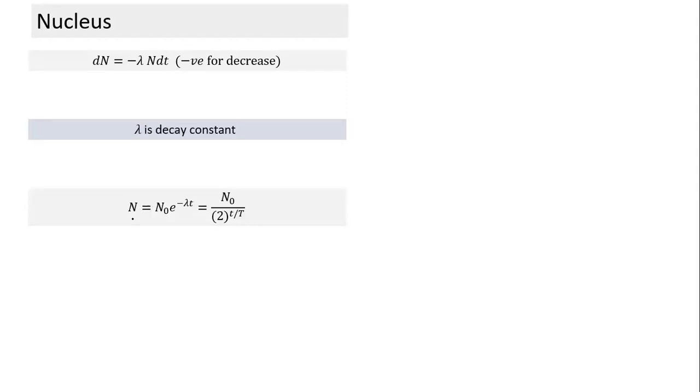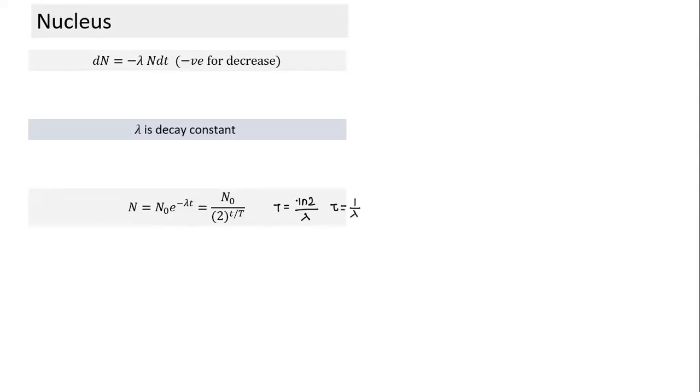From this, we can also find out more things. Half-life: when the number drops to N0 by 2, it becomes half the initial number. The time corresponding to when the decay is 50% of the initial number is the half-life. T comes equal to the natural log of 2, or ln 2, divided by lambda. And we also calculated mean life, which is equal to 1 by lambda.